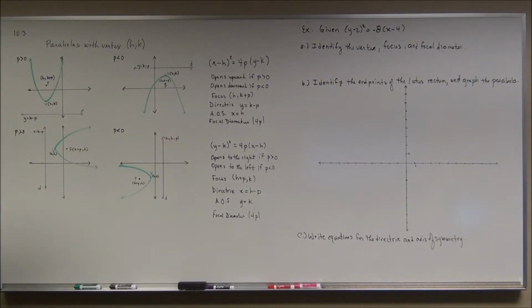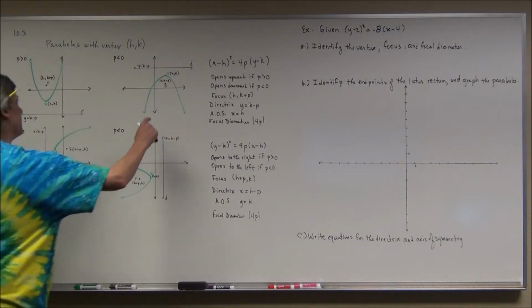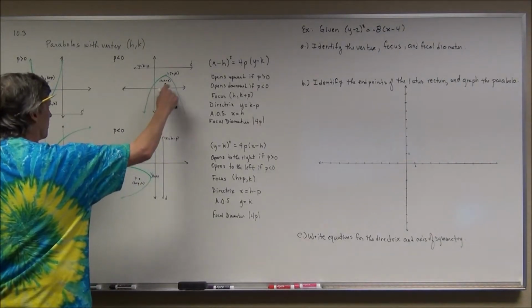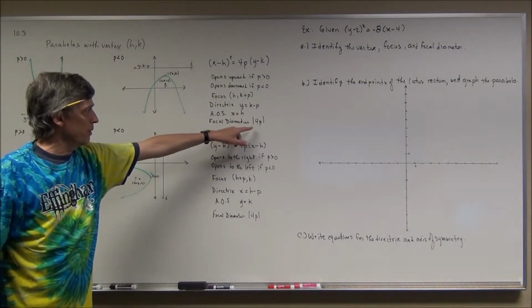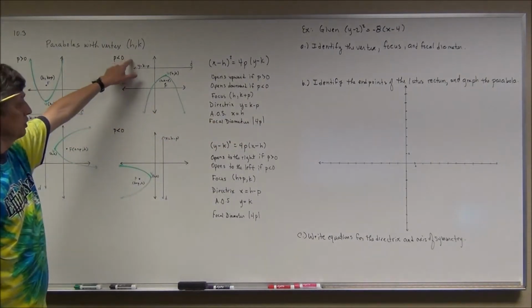And the focal diameter, that's the length of the latus rectum, which is that segment that's perpendicular to the axis of symmetry going through the focus. And it has the same focal diameter as it did whether the vertex was (0, 0) or (h, k).